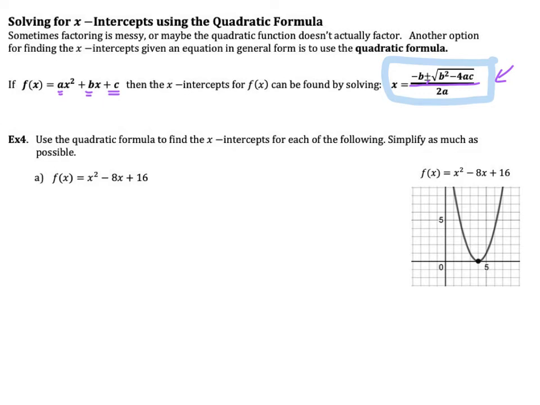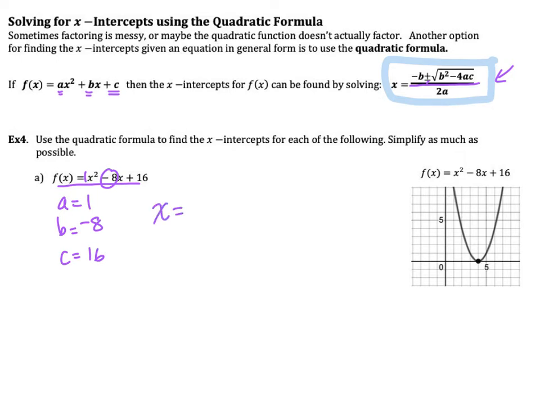So even though letter A is factorable, we're going to go ahead and practice using the quadratic formula because all of them won't be factorable. So let's go ahead and practice. So A equals the coefficient in front of x squared, which is 1. B equals the coefficient in front of x, which is negative 8. And C equals the constant, which is 16.